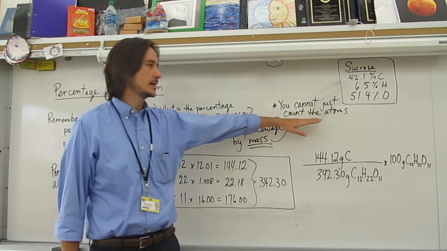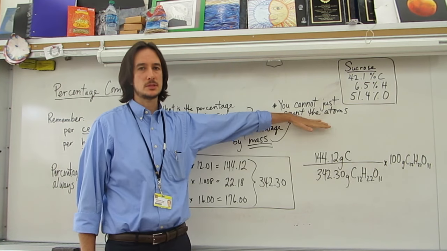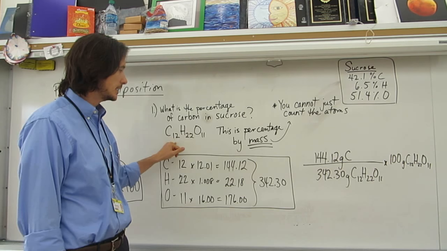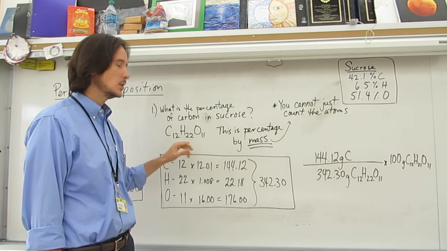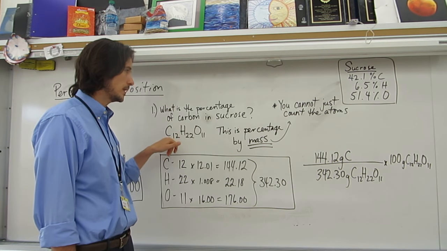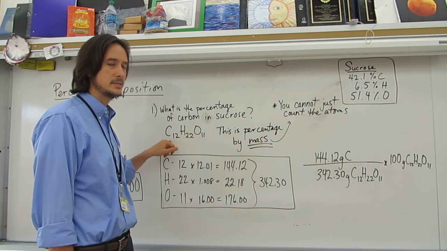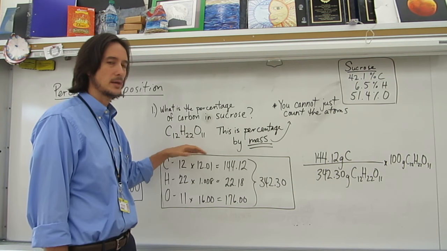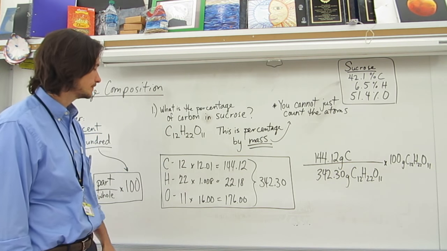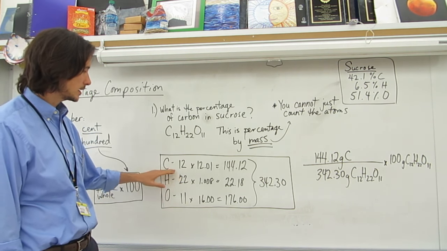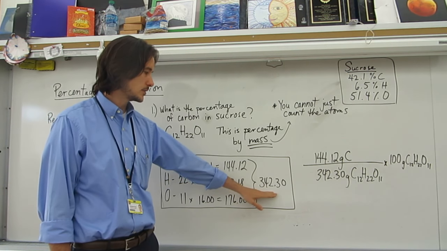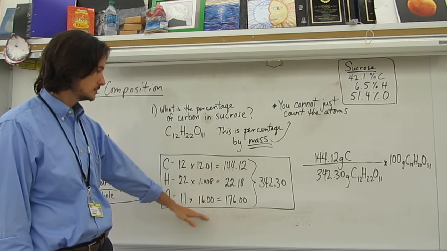You can't just count the atoms. So I wrote this, I want to point this out. You can't just say, oh, well, there's 12 carbon atoms and there's a certain total number of atoms. You need to account for the fact that carbon atoms weigh a different amount than hydrogen. And hydrogen weighs a different amount, right? It has a different mass than oxygen. So we find the masses. We say, okay, carbon makes up 144.12 out of the 342, and so on.